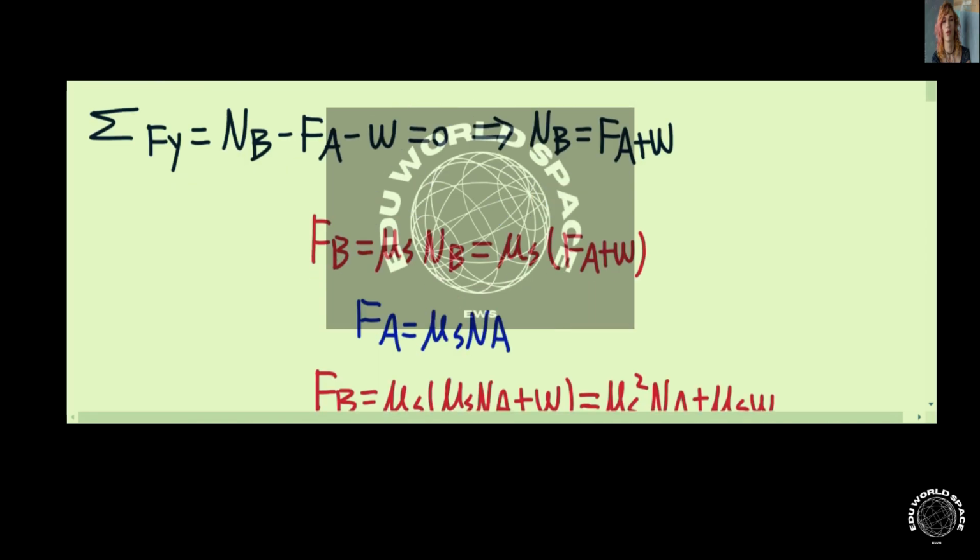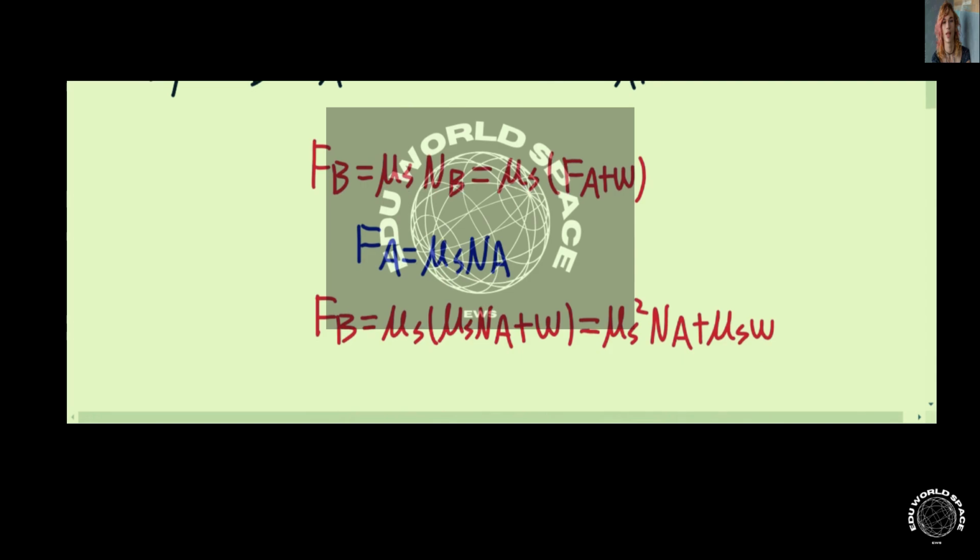And remember, Fa can be equal to mu s Na. Therefore, we have Fb is equal to mu s times (mu s Na plus W), which is equal to mu s squared times Na plus mu s W.